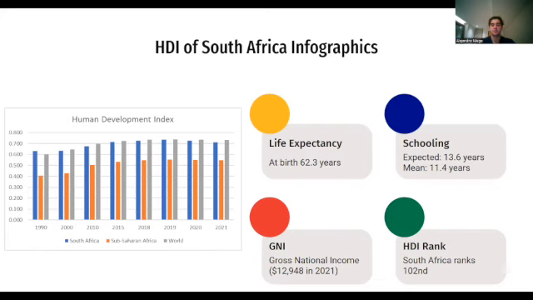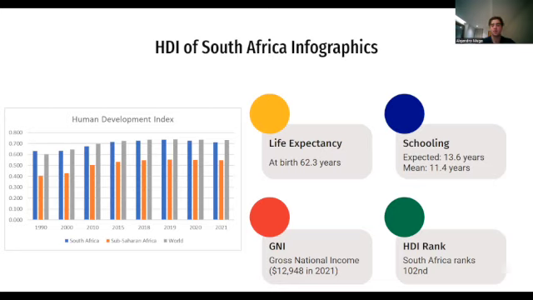Outside of the monetary approach to development, the most holistic measurement to understand South Africa's evolution is the Human Development Index. The HDI is composed of life expectancy of the population at birth, the expected schooling years, and the gross national income. South Africans have an average life expectancy of 62.3 years, expected schooling years of 13.6 years, and a mean of 11.4. Lastly, a gross national income of $12,948 per annum. This makes South Africa rank 102nd in the World HDI ranking.